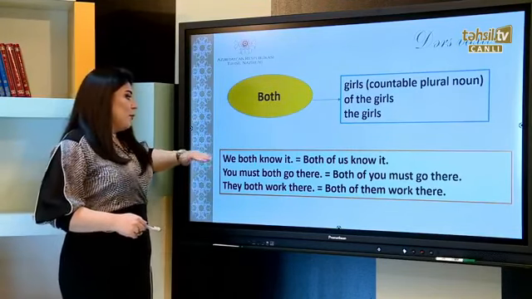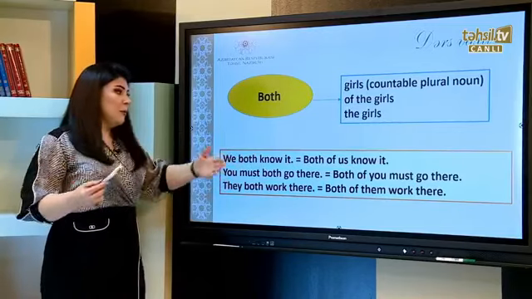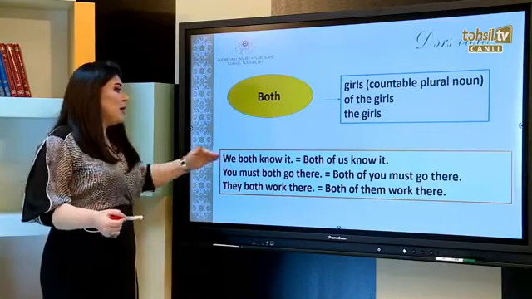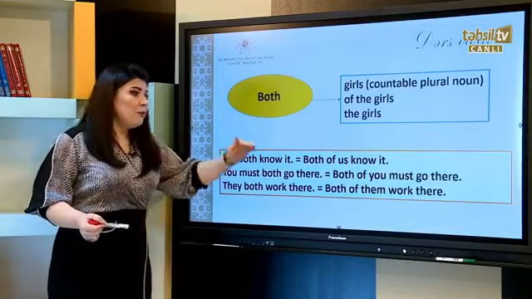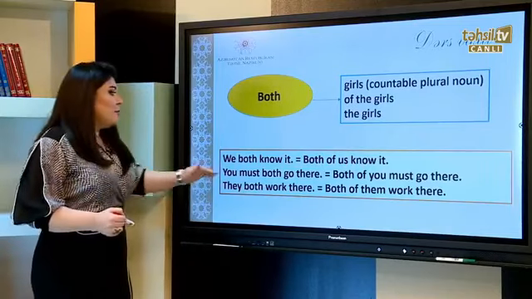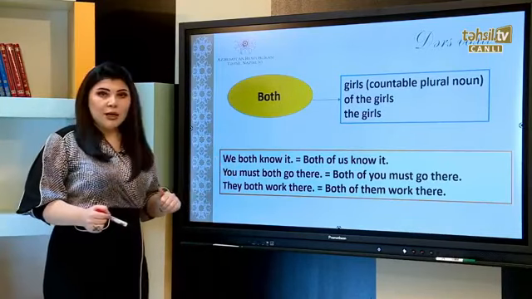For example, "we both know it." It means both of us know it. "You must both go there" means both of you must go there. "They both work there" means both of them work there.